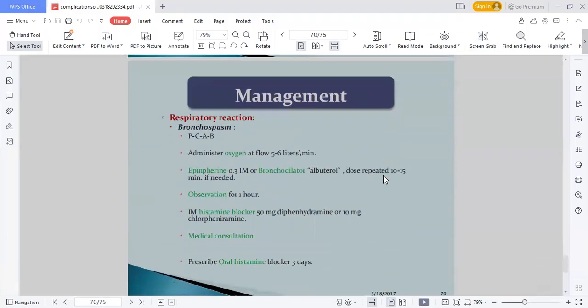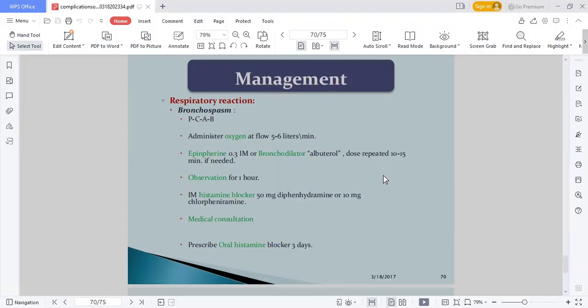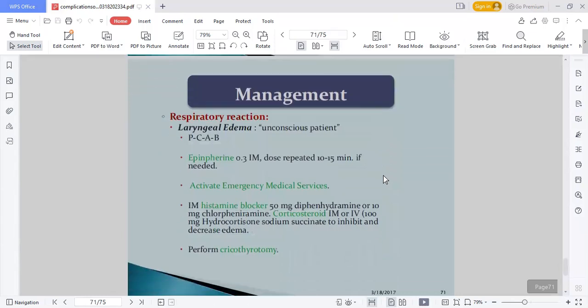Coming to bronchospasm, administer oxygen at a flow of 5 to 6 liters per minute. Give ephedrine 0.3 IM or the bronchodilator albuterol. The dose should be repeated after 10 to 15 minutes if needed. Observe the patient for 1 hour. Give IM histamine blockers, 50 mg of diphenhydramine or 10 mg of chlorpheniramine. Medical consultation should be sought, and oral antihistamines should be prescribed for 3 days.